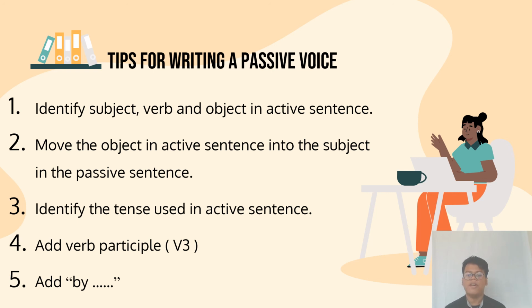For past perfect we use had. Fourth, add the verb participle, verb 3: take the verb in the previous active sentence and make it verb 3. Fifth, add "by someone," by her, by him, or it's optional. Up to you to write it or not.